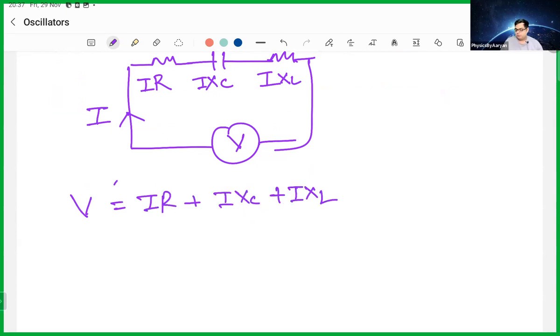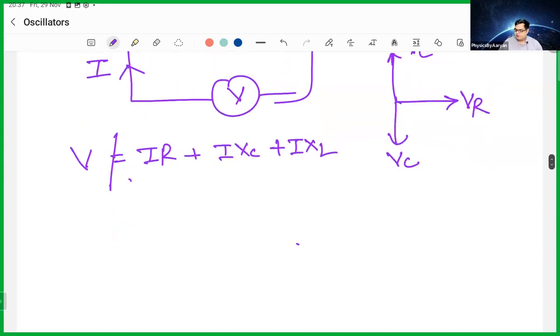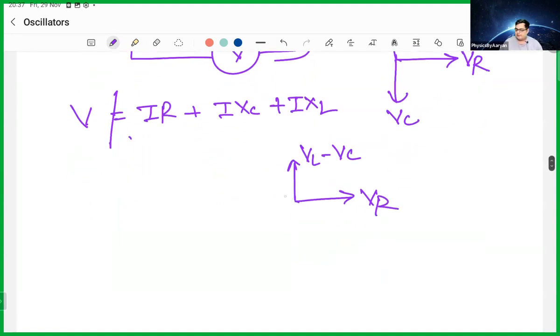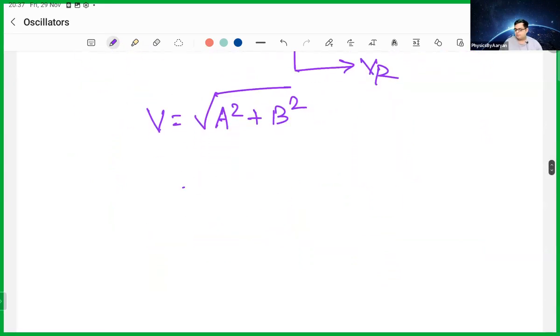No, that is not true, because VR is in this direction, VL is in this direction, and VC is in this direction. I can simplify it. I can say, okay, let's write it as VR. Now VL or VC को minus करके I can write it as VL minus VC. And then these two vectors are perpendicular. So you know that if two vectors are perpendicular, what is the resultant? Under root of A square plus B square. Then you can say it is VR ka square plus VL minus VC ka square.